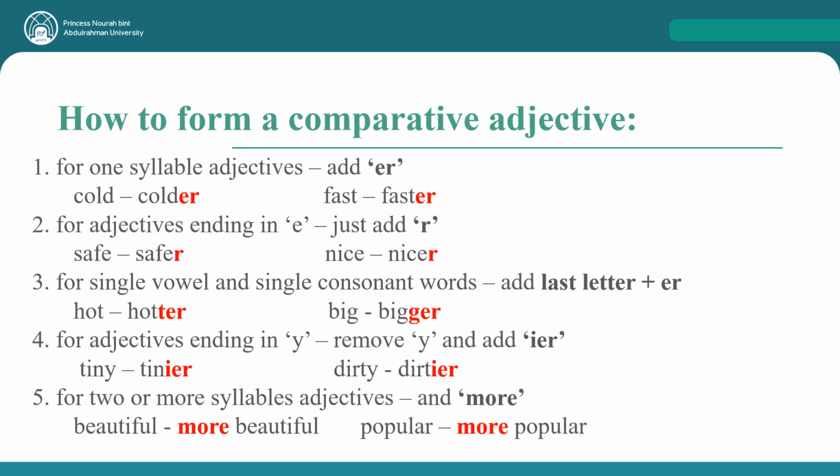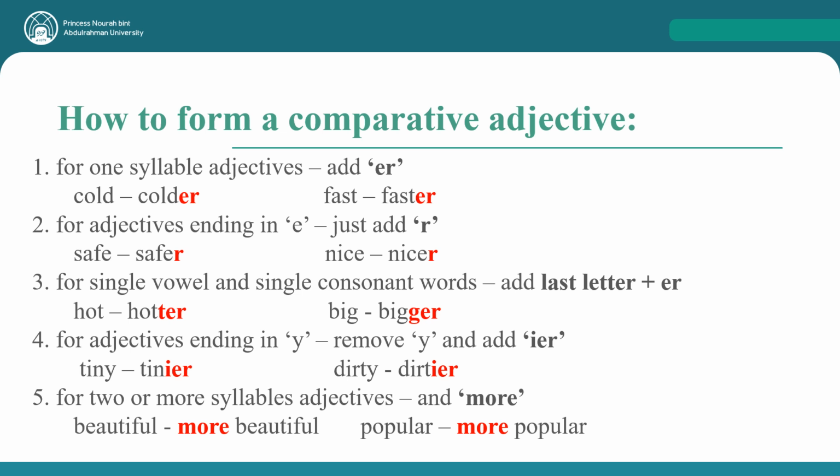How do you form a comparative adjective? So the actual word, for one syllable adjectives, we add er. So one syllable, if you look at it, it is cold. So cold becomes colder. Fast becomes faster. For adjectives ending in e, you add r, so the word safe has an e at the end, it becomes safer, and the word nice becomes nicer.